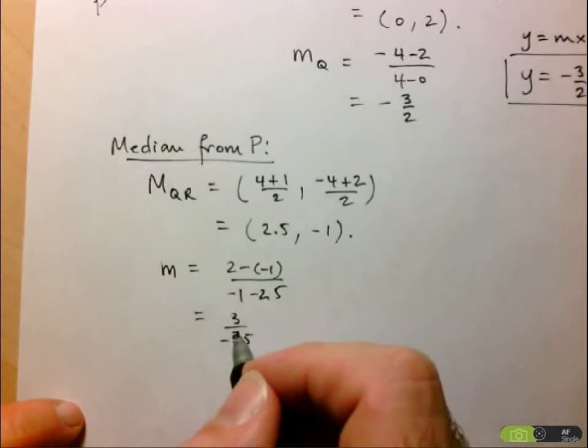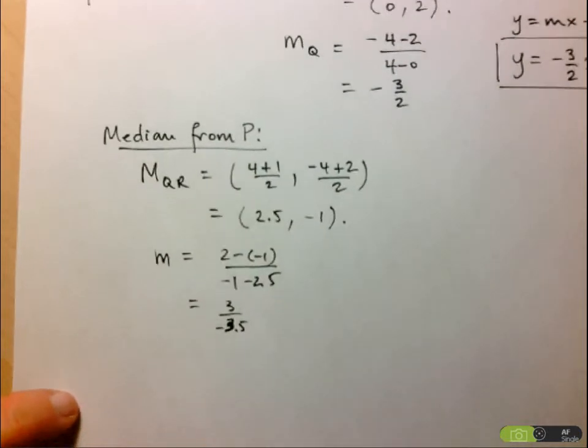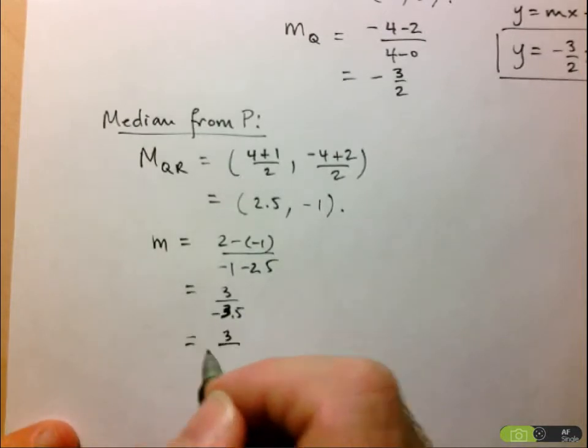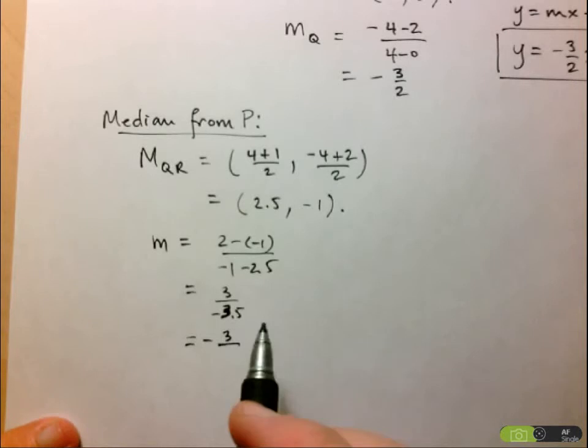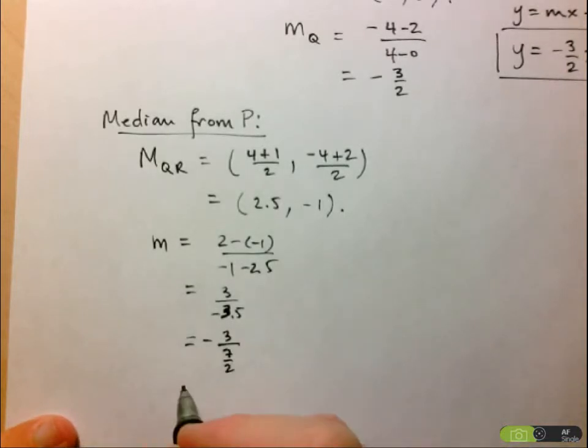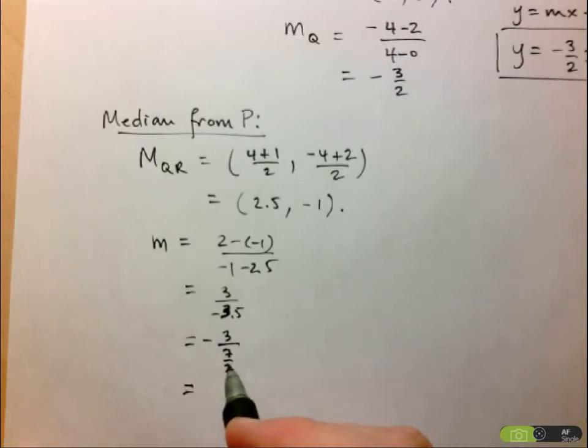So I'll try to clear that up here. Instead of writing negative 3.5, I'm going to put the negative up here. 3.5 is the same as 7 over 2, so this can be rewritten as 7 over 2. Dividing by a fraction is like multiplying by the reciprocal, so this is negative 3 times 2 over 7. So here we have negative 6 over 7.